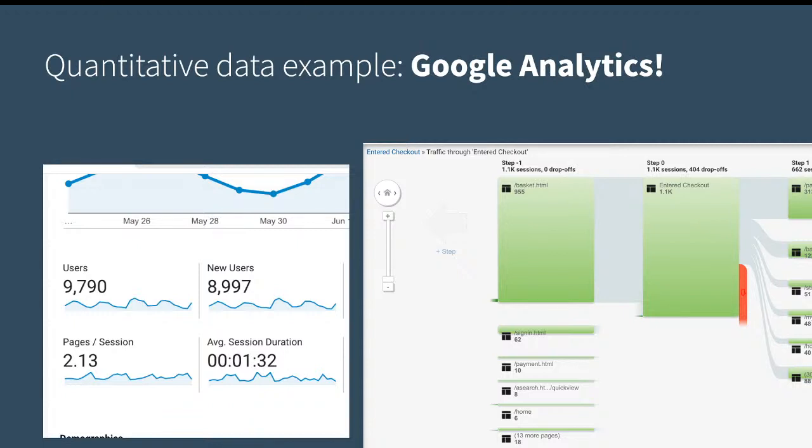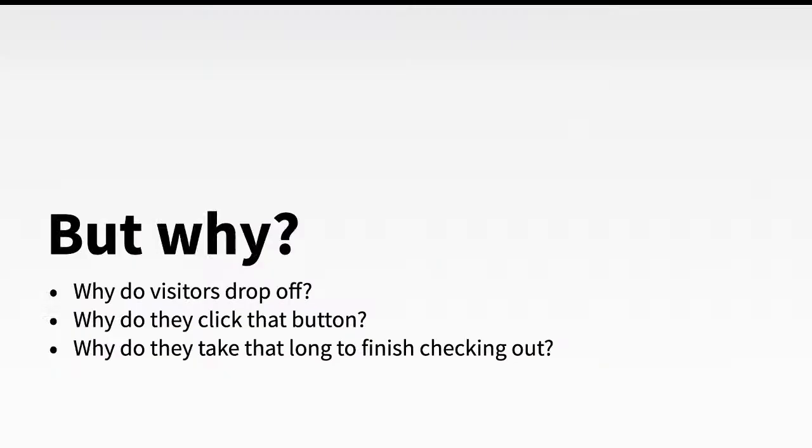So when we look at quantitative data, we can tell how many people came to our site and how many people drop off our site, but we cannot tell why visitors drop off. Why do they click that button to exit? Why do they take that long to finish checking out? Along with a lot of other questions, we do not know, right?